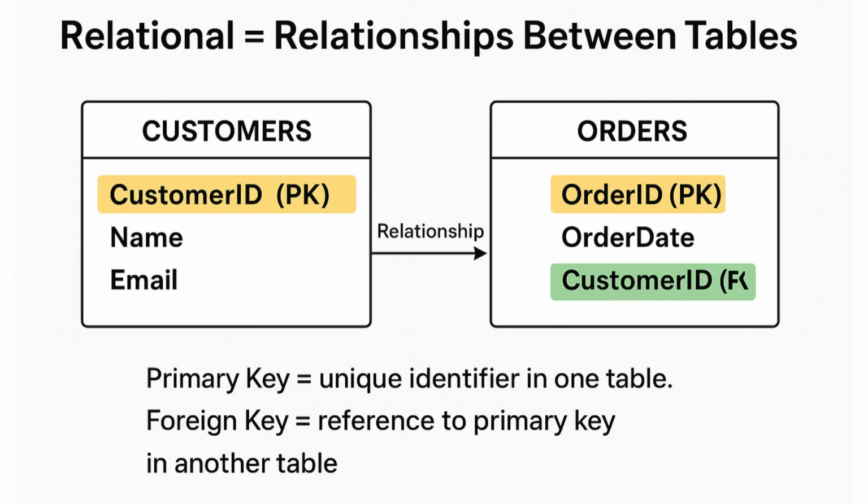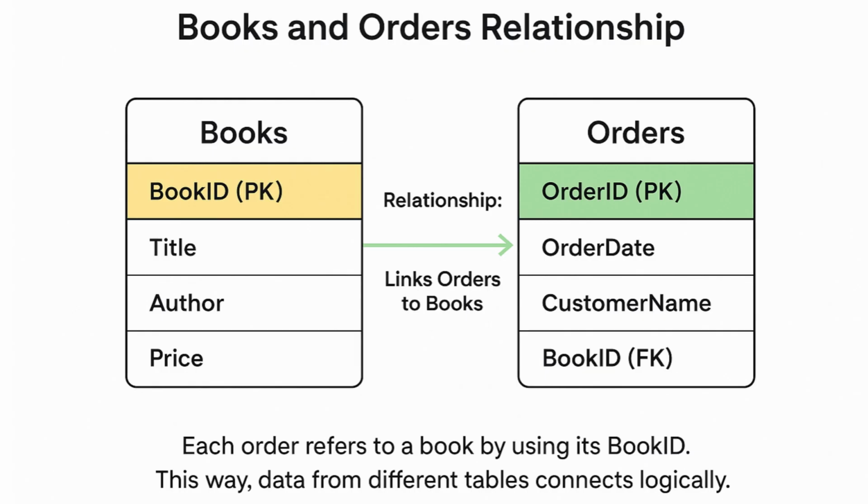The word relational comes from the relationships between tables. Relationships are created using primary keys, a unique ID for each record, and foreign keys, a link to the primary key of another table. For example, think about a bookstore.